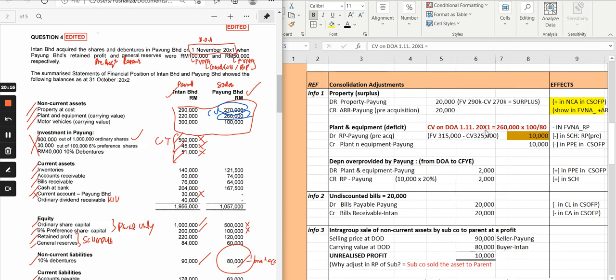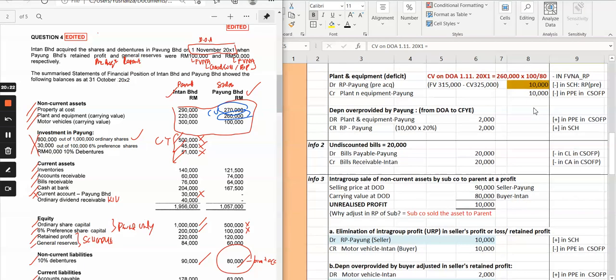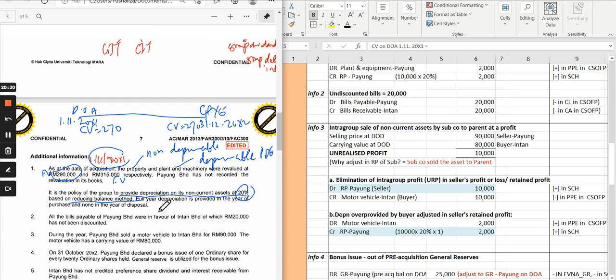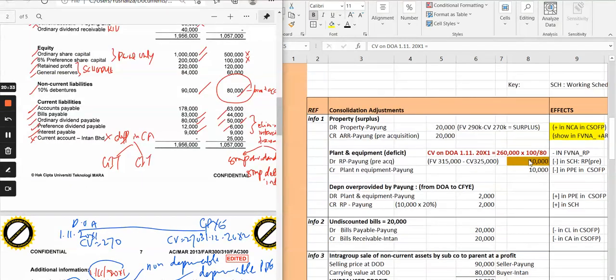So you need to gross up. You gross up by just 1 year. That's why you multiply by 100 over 80. Where do you get 100 over 80? It is because the depreciation here is 20%. So when it is 20%, you gross up, you will take 100 over 80. And you are just grossing up for 1 year.